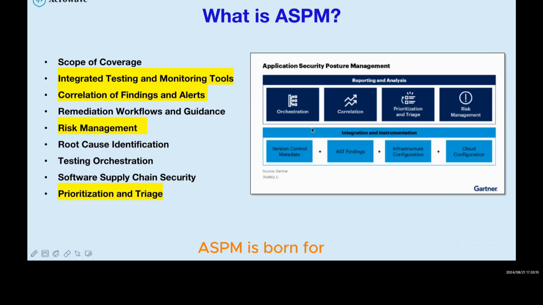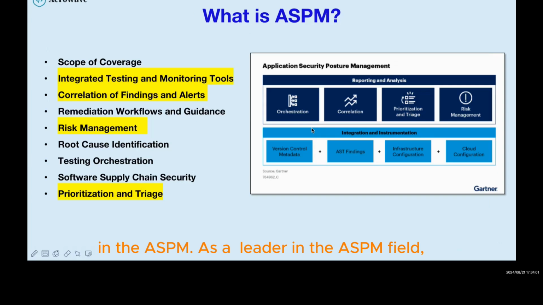ASPM is born to help the security team manage all application-related risk in one single platform dashboard. Gartner also has a very clear definition of what ASPM is and what its key capabilities are. I just listed 9 key capabilities of ASPM, of which I think 4 are the most important. One is integrating the testing and monitoring tools together. Second is correlation of findings and alerts, risk management, and how to prioritize the issues. So these 4 are the most important in ASPM.